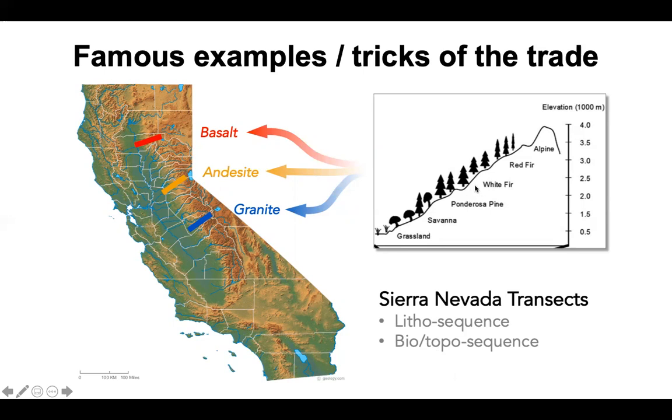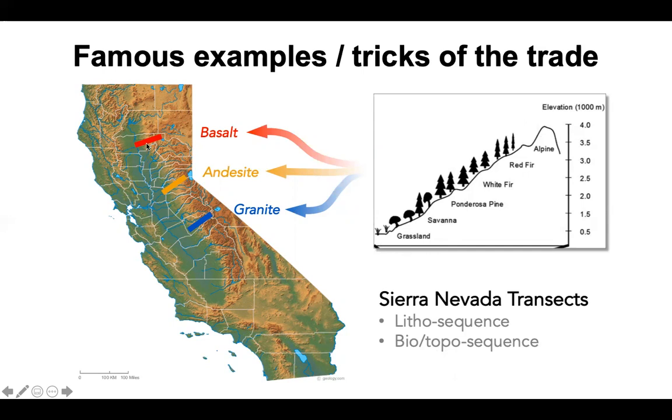So as you go up here, you get different rainfall amounts in different forms. As you can imagine, at the top, it might be snow, whereas in the middle, we get more rain, and then down here, less rain. So that's a biotopo sequence.